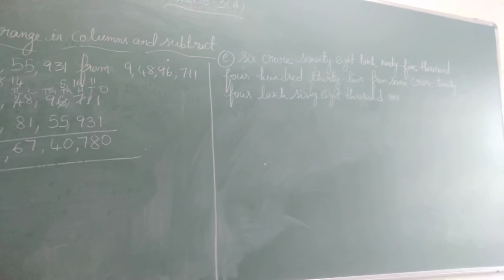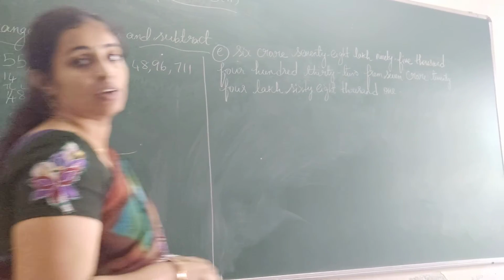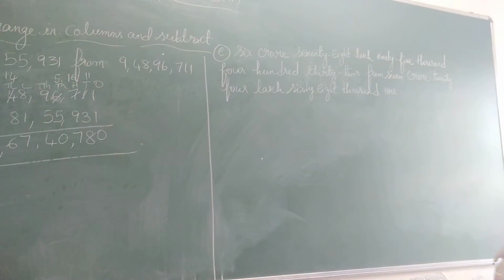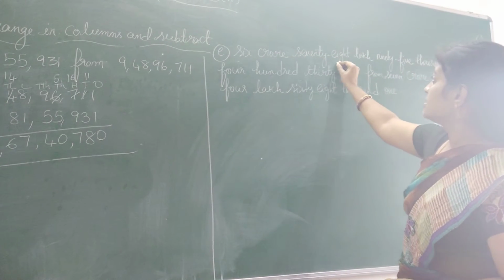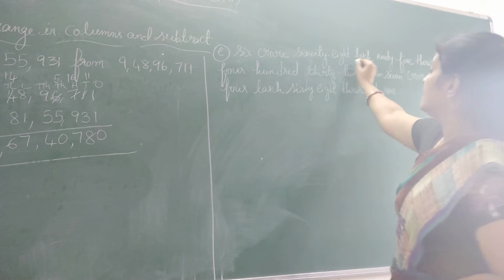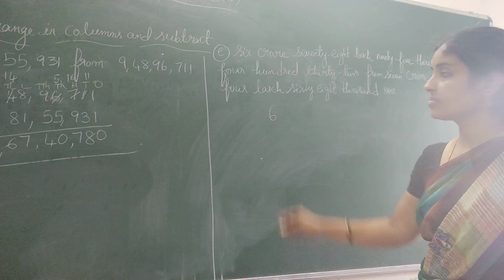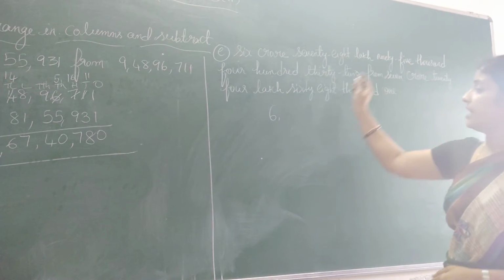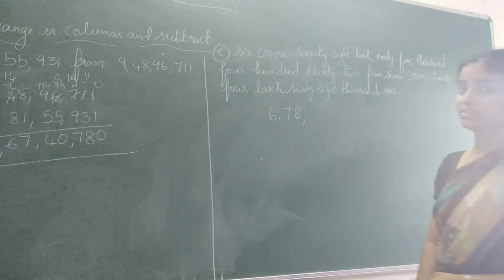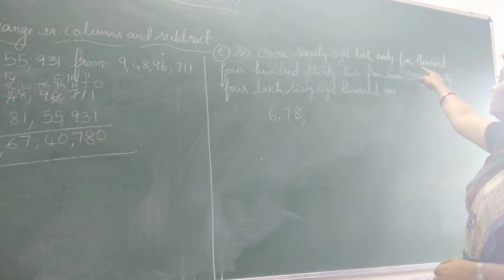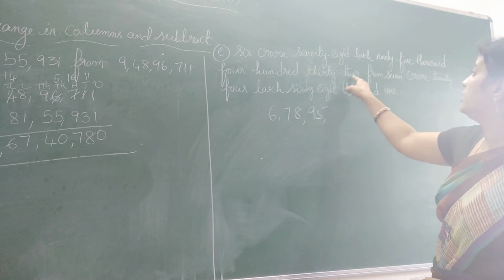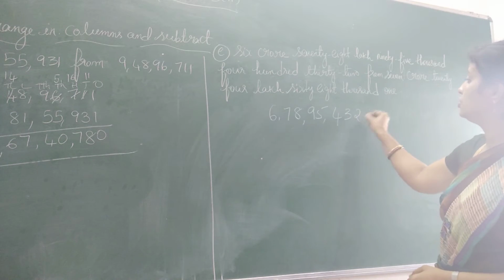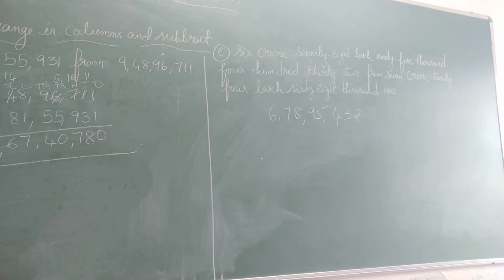Yes. So, here he has given as number names. Now, let us convert into numerals. So, what is given here? 78 lakhs. Then next what you have? 95,432. Right? So 432. Yes? That is a given number.